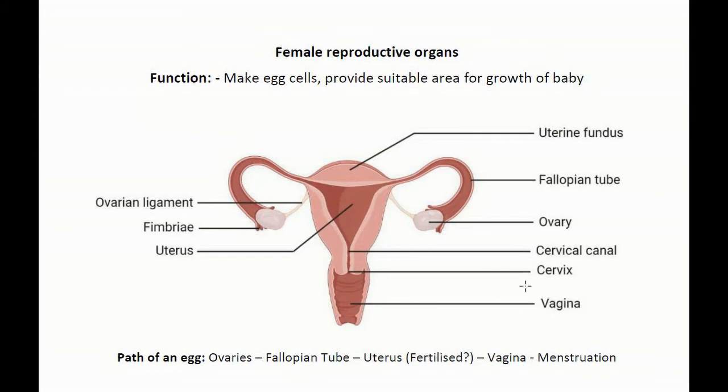So the last thing is the vagina, which is the opening that is here. So the vagina is mostly what we see on the outside.